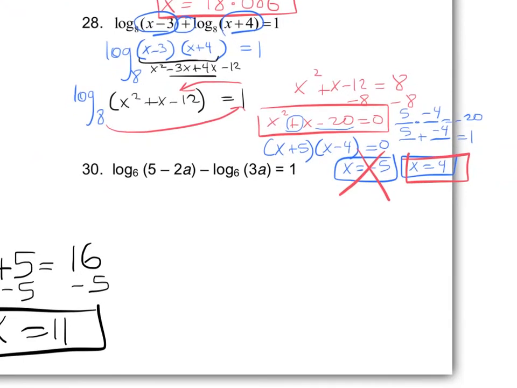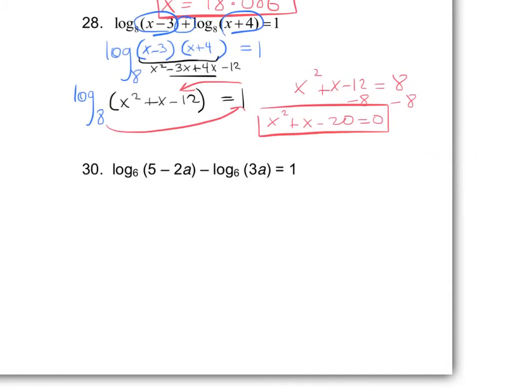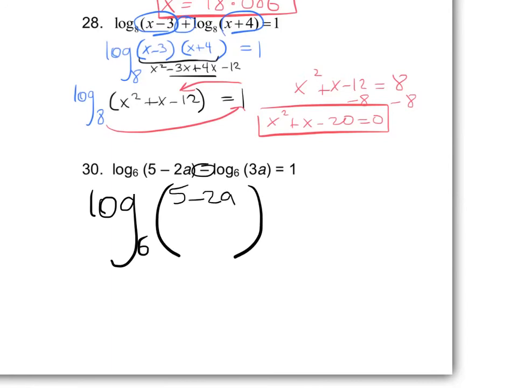Now you know what? I'm not going to erase that. I'm going to erase those so I will have nothing in my way. So I have enough space to write this. Okay, number 30. Again, the same concept, subtraction. So you need to divide those two. So 5 minus 2a over 3a is equal to 1.